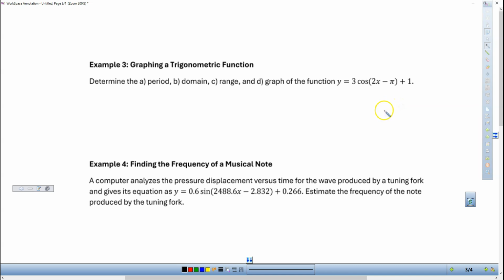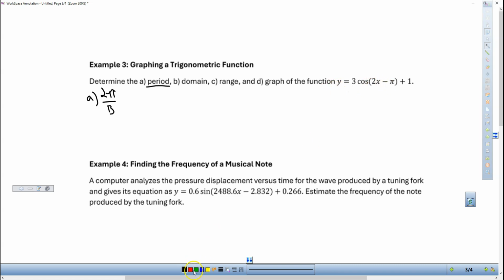All right, so let's just pull the different pieces apart here. If we look at this function, remember we want first the period. Well, the period for part A we define as 2 pi over b. So if we look at 2 pi over b, we can take this function and say, all right, we have 2x minus pi. Well, this doesn't really help us because it's not in that general form.